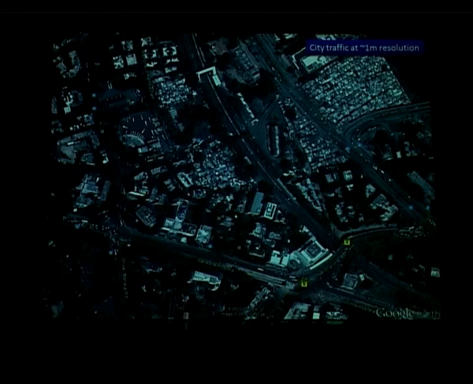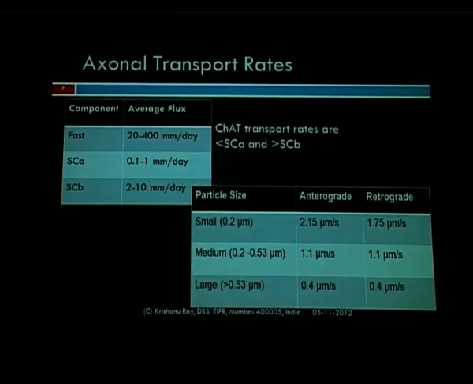And apparently, like this chaotic traffic in Bombay and Pune and many other Indian cities, the traffic inside the neuron also has some kind of order and organization. And it doesn't really fail, because if it failed, then I wouldn't be standing here and talking to you about it. The movements inside the axons generally happen in three gross rates.